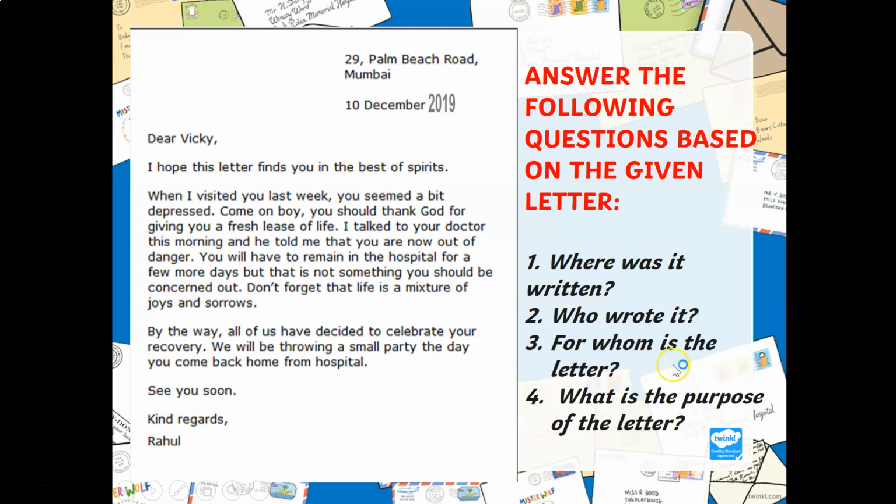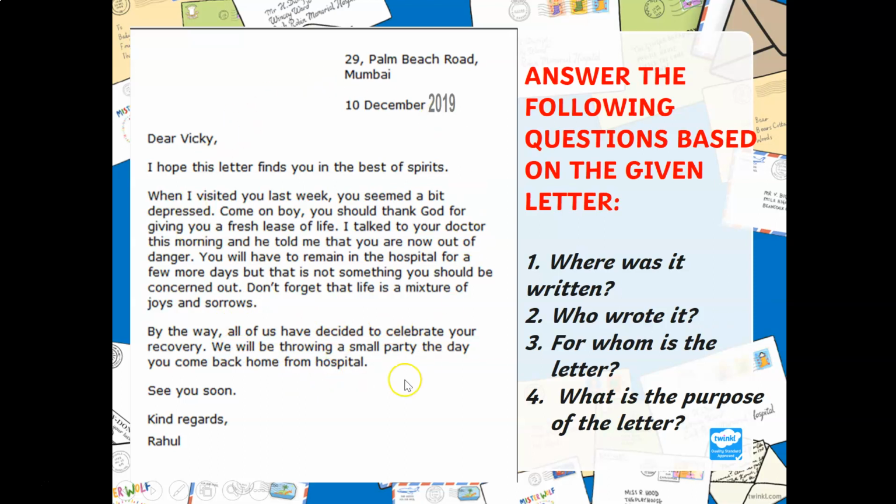For whom is the letter? You can always identify the receiver of the letter from its greetings. So it says, Dear Vicky. So Vicky is the receiver. Fourth, what is the purpose of the letter? The purpose of the letter is to update Vicky about her condition or to cheer her up or to inform her about their plans to have a party.